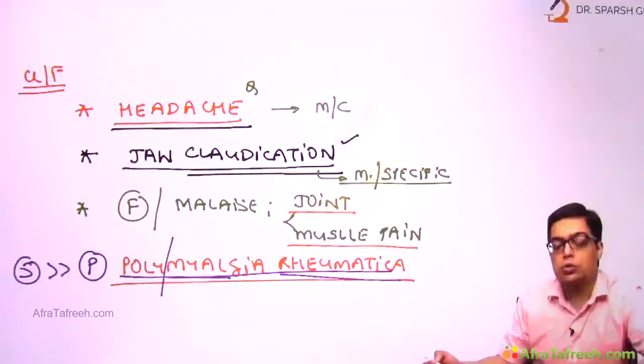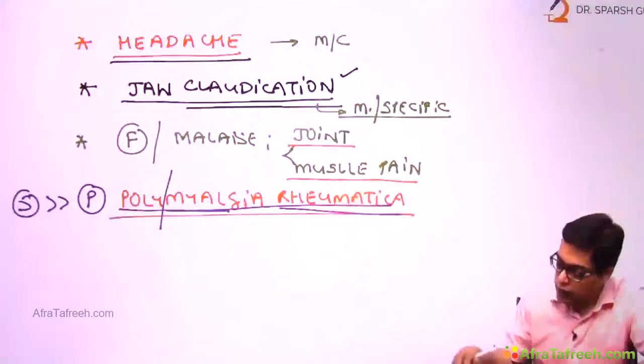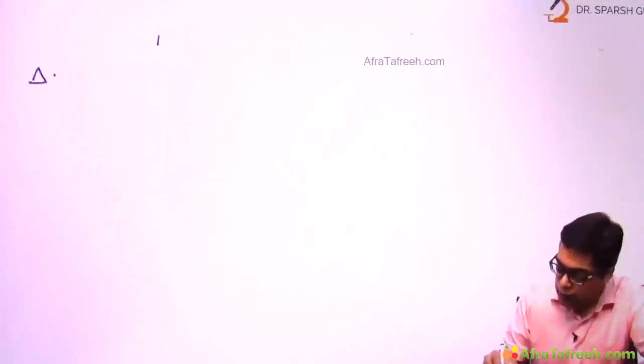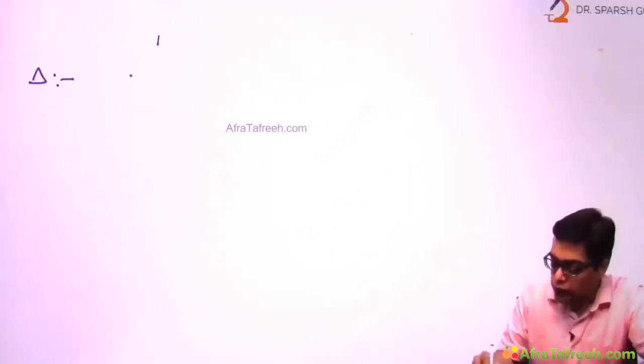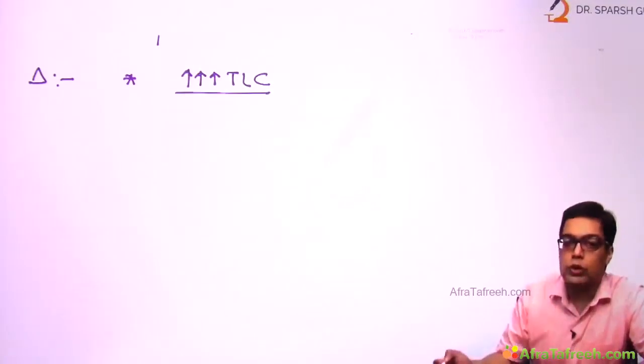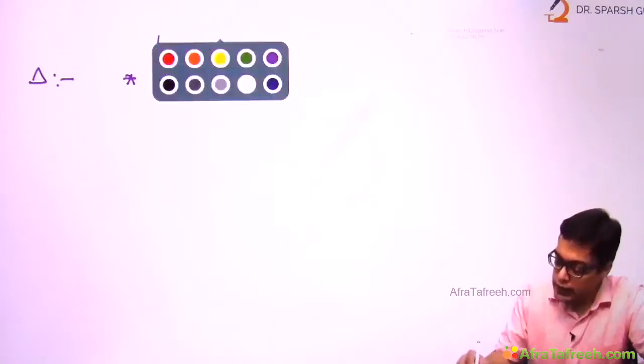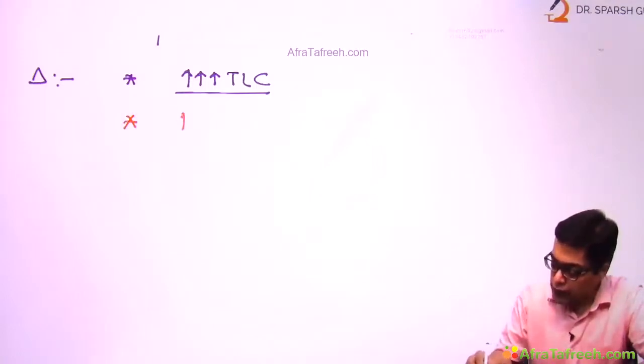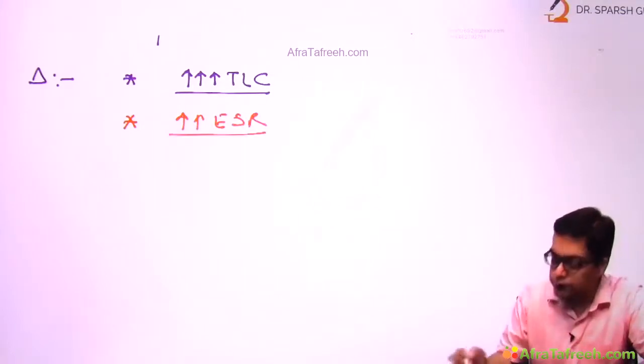Now, any patient who has this kind of trouble, how exactly would we investigate this patient and what do we expect to find? When we make a diagnosis in these patients, we start with the routine investigations. This is an example of an inflammatory condition, so patients are going to have a higher value of total leukocyte count. They are going to have a higher value of ESR as well.